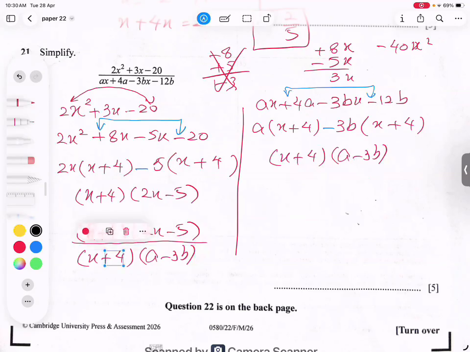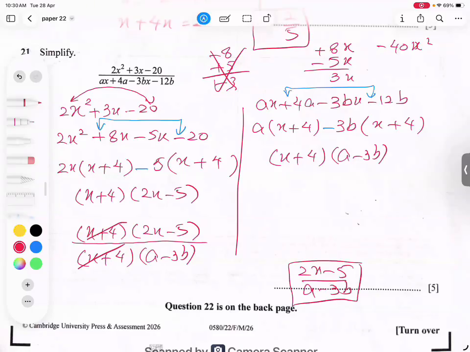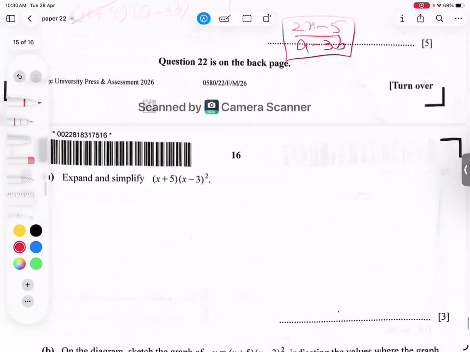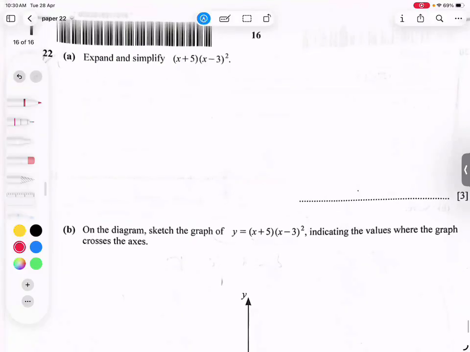This completely cancels out. You can see clearly, students, they will cancel out. And this is my final answer. So 2x minus 5 divided by a minus 3b. I hope the point is clear. And question number 22, expand power 2 and then multiply.